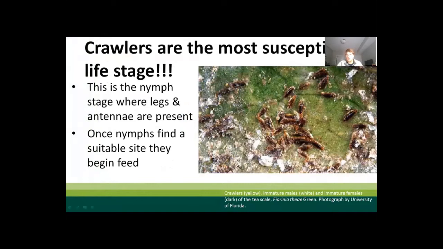So notice the crawlers are yellow and the immature males are white. So make sure you're taking note of that. And then the immature females are that dark part of the T-scale. It is going to be a little bit challenging sometimes to see these without a hand lens. So I would definitely keep that in your toolbox or in your vehicle just for when you're doing these site inspections.